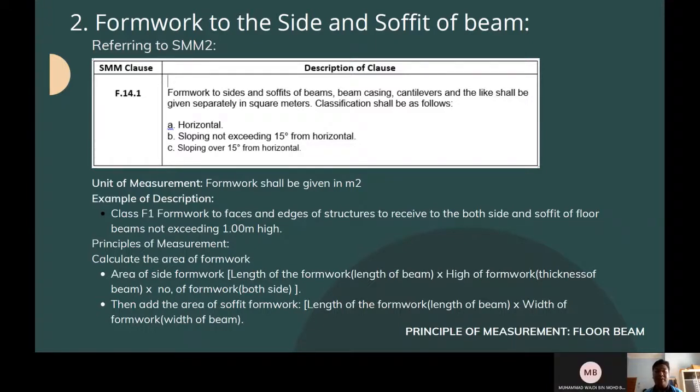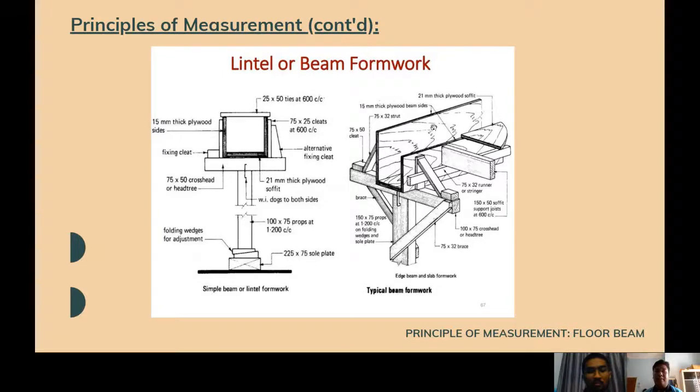So the principle of measurement is that we need to calculate the area of the side of formwork, which is the length of formwork times the height of formwork, times the number of formwork, which is both sides, left and the right, and then add the area of the soffit. Soffit is the length of formwork, which is the length of the beam, times the width of formwork, which is the width of the beam. This is an example of formwork that is used to make the floor beam.